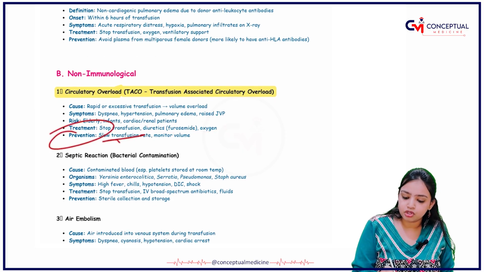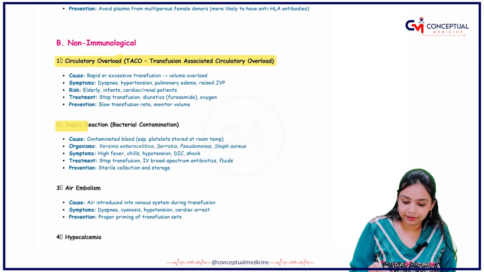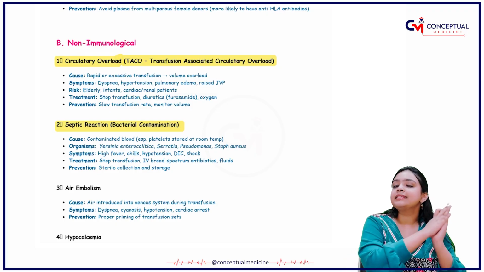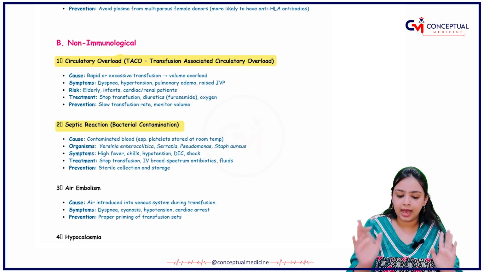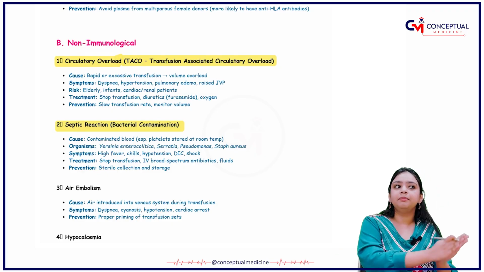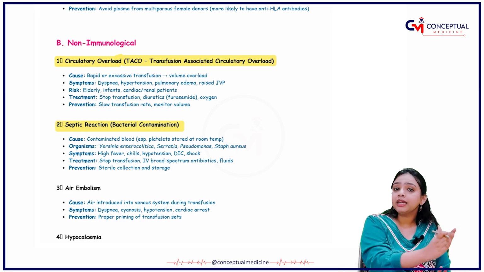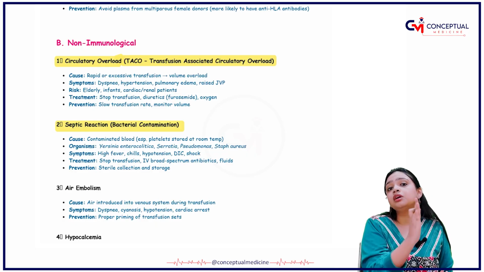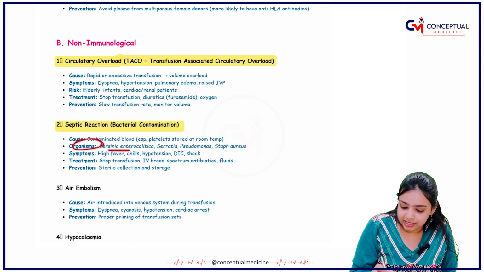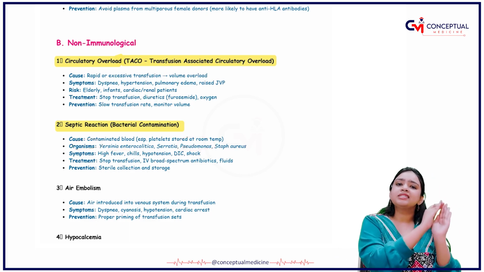How will you prevent it? Slow transfusion rate and monitor the volume. Next thing, septic reaction. For septic reaction, remember that there is some bacterial contamination that has happened. So, what is the cause? There is contaminated blood. The person who was responsible for giving a blood transfusion has transfused a defective blood. The organism is Yersinia, Pseudomonas or Staph aureus.